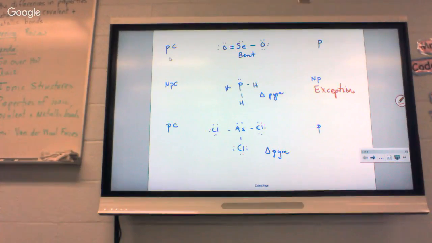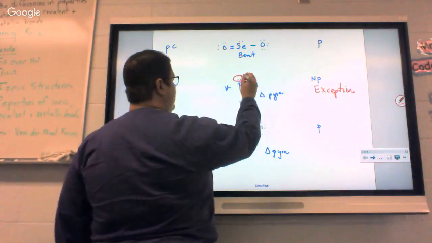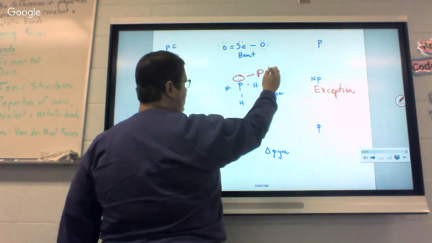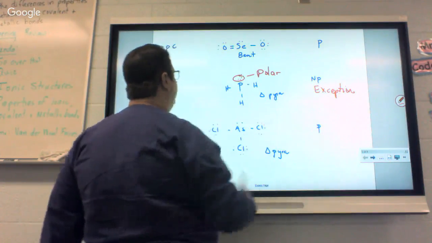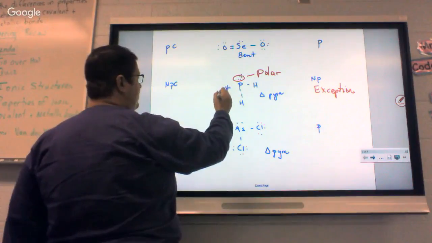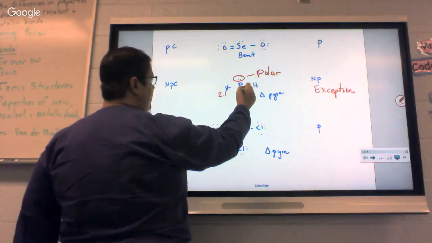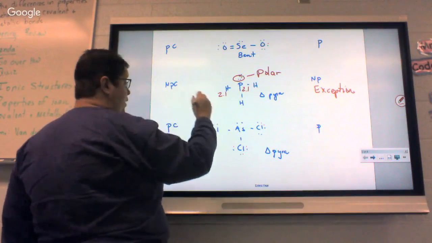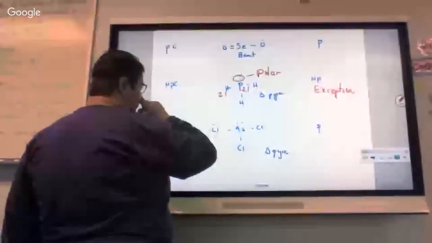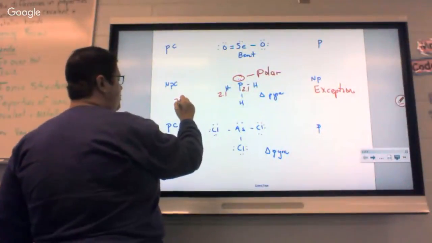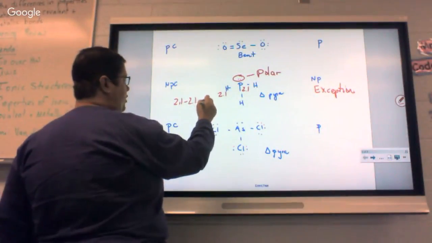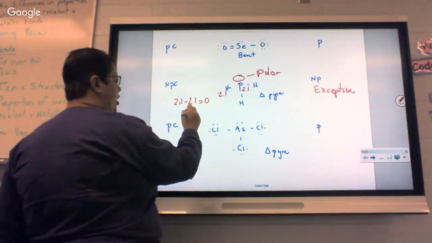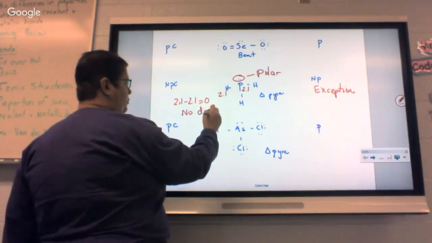All right. So why is it an exception? It does have a lone pair. All right. So everybody always says this has a lone pair, so this should be polar as soon as they see the lone pair. What did you get when you subtracted 2.1 and 2.1? You got 0. So when you subtract 2.1 and 2.1 and you get 0, it has no dipole.